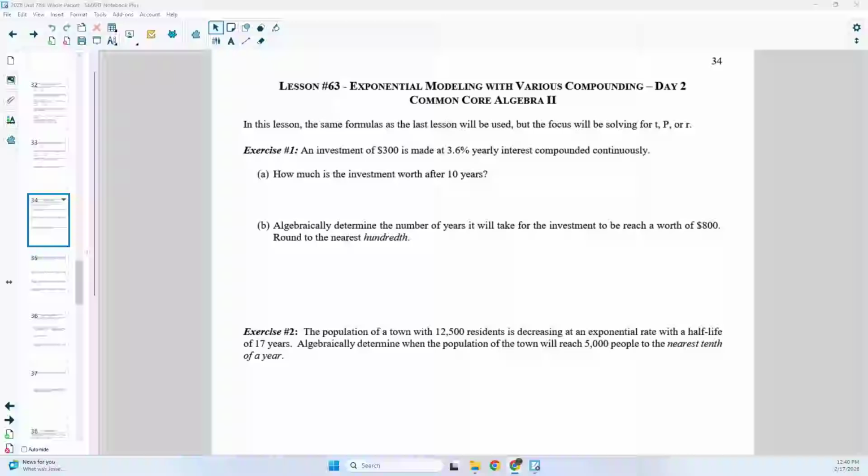So in this lesson, we're going to be working with those same formulas that we learned that are on the reference sheet from last lesson. A lot of these problems we're going to have to solve for something versus just plugging in.